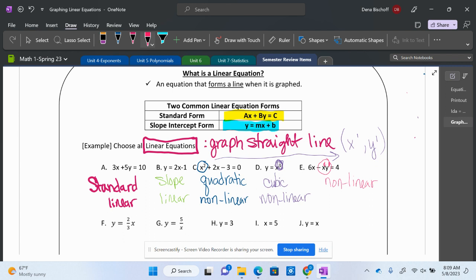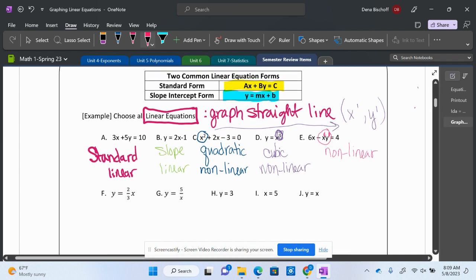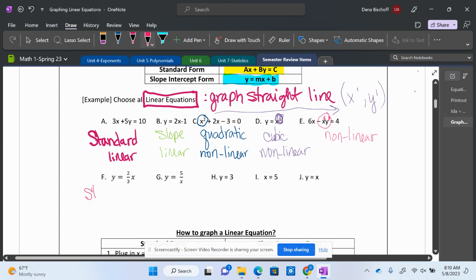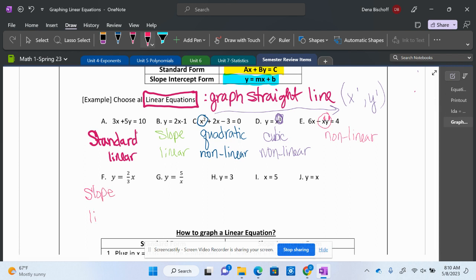What about example F? Well, F is written in slope-intercept form, so I'm going to write slope. And this one is linear. What about G? Yeah, it's nonlinear. Okay. What about H? This is linear. Do you know what kind of line that makes? Good job. This is a horizontal line. We spent a lot of time with that semester one.